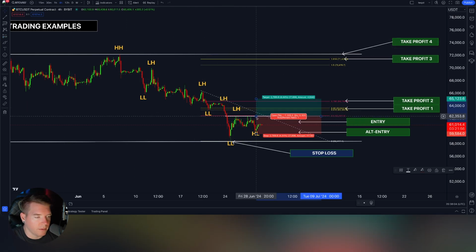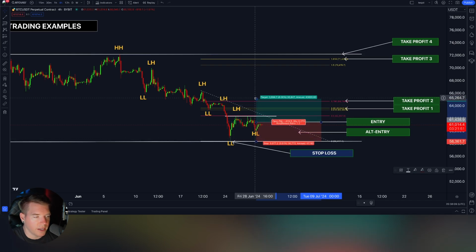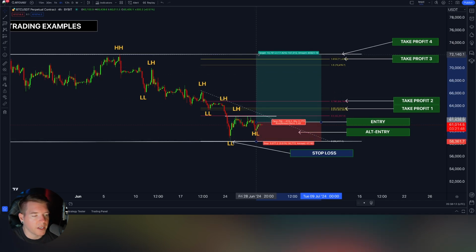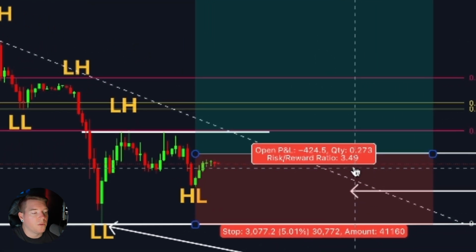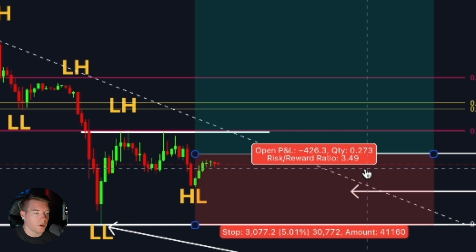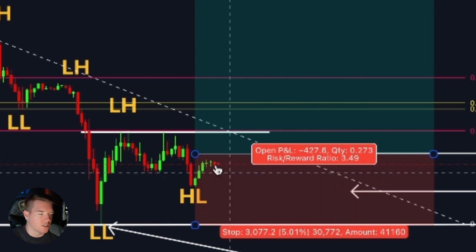So the entry is down here, the stop loss is here at this level, and then here fourth take profit point. And you see even on that trade, it is at least a 3.49 risk to reward ratio, 1 to 3.49. That means for every dollar that I'm risking, I'm making potentially $3.49 back, as long as the trade is running in my favor.